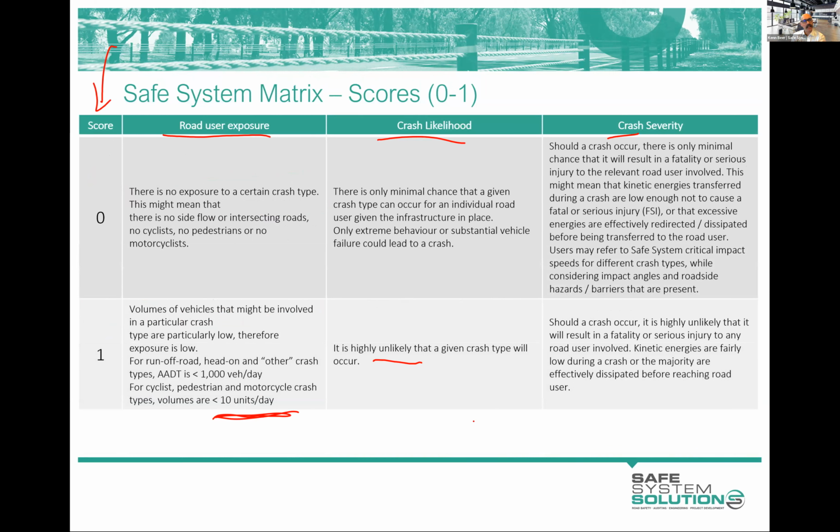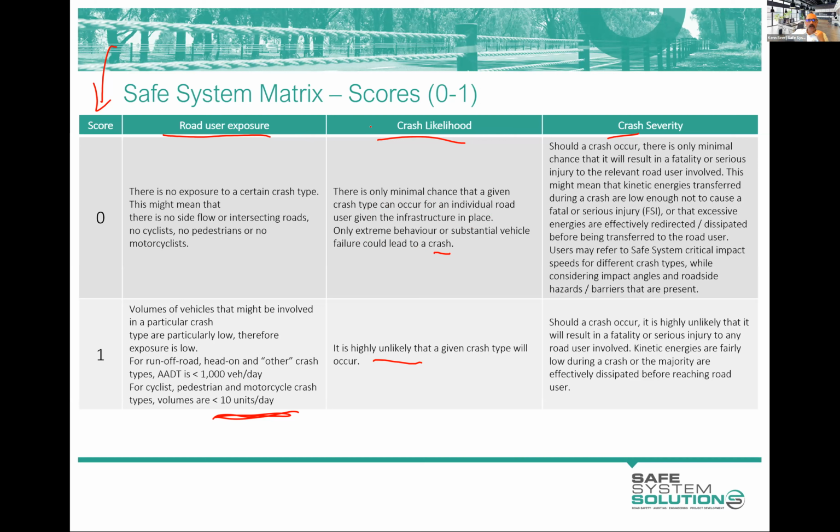Okay, this intersection that I'm analyzing, relative to all the other intersections out there, is more likely to have crashes or less likely to have crashes, helping you calibrate somewhere between that 1 and 4. Now, a 0 in likelihood means there's only a minimal chance that a given crash type will occur for an individual road user error given the infrastructure in place.